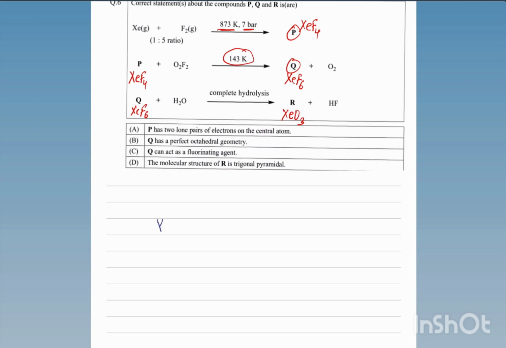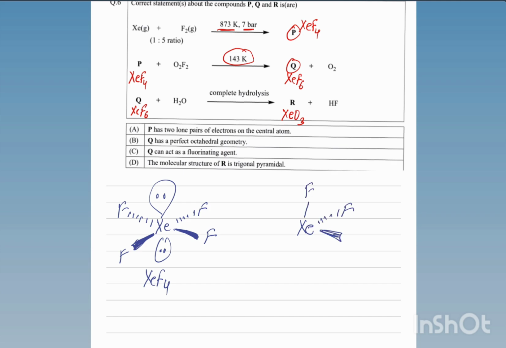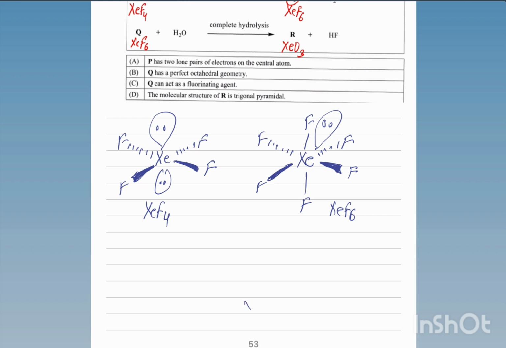first we can draw all the structures of these molecules. XeF4 will look like this. This is our XeF4. XeF6 will look like this. This is XeF6. If you see XeO3, XeO3 will look like this.